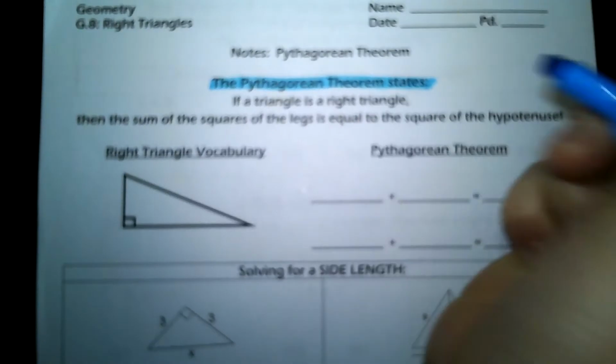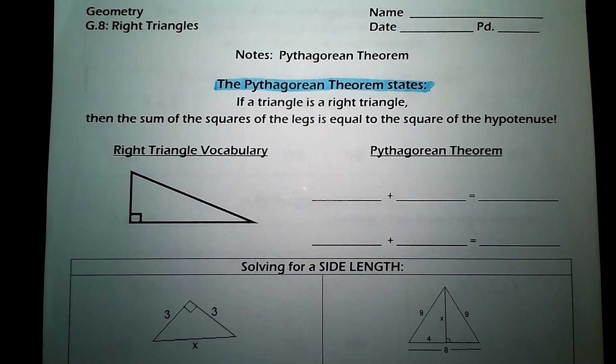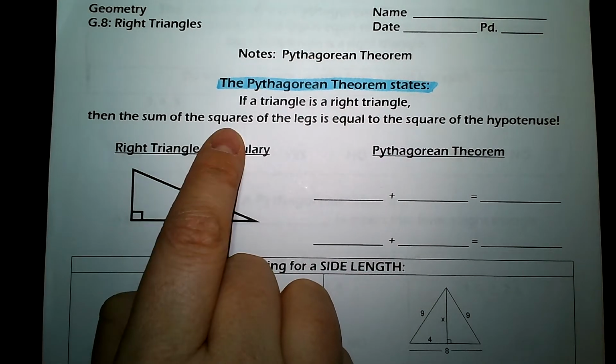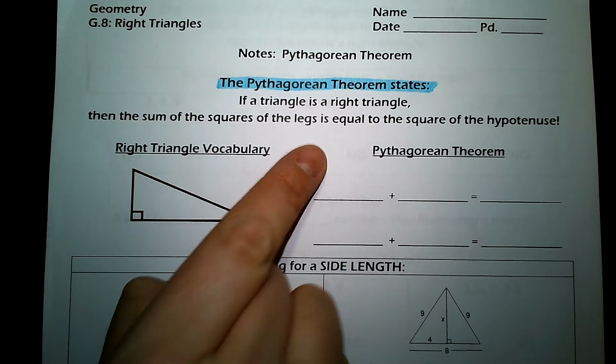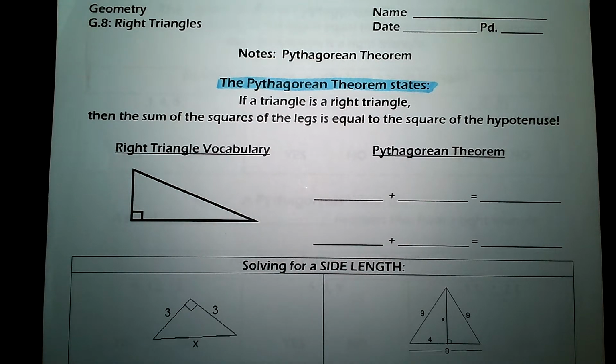All right, the Pythagorean theorem states, if a triangle is a right triangle, stop right there. You cannot do anything else unless you are looking at a right triangle when it comes to the Pythagorean theorem. You have to be dealing with a right triangle, so make sure that's the case first. So if a triangle is a right triangle, then the sum of the squares of the legs is equal to the square of the hypotenuse. Got all that? That's a little bit crazy. Let's see what that means.